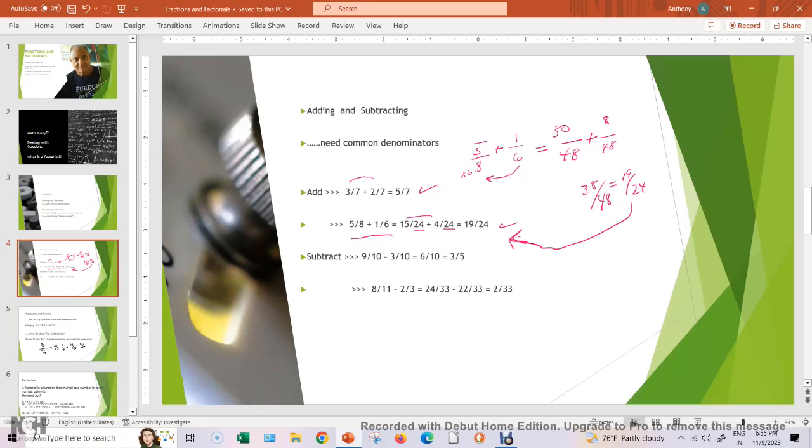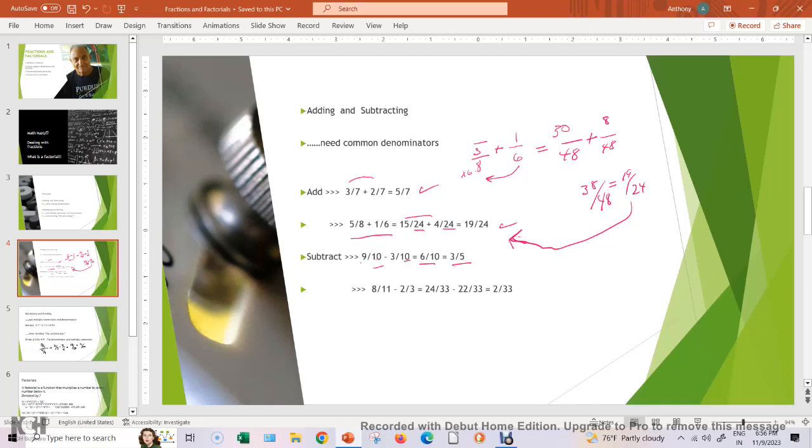Now, to subtract fractions, 9 over 10 minus 3 over 10, we meet the criteria. The denominators are the same, so all we do is subtract the numerators. 9 minus 3 is 6. 6 over 10. Reduce it by dividing each by 2, you get 3 over 5.